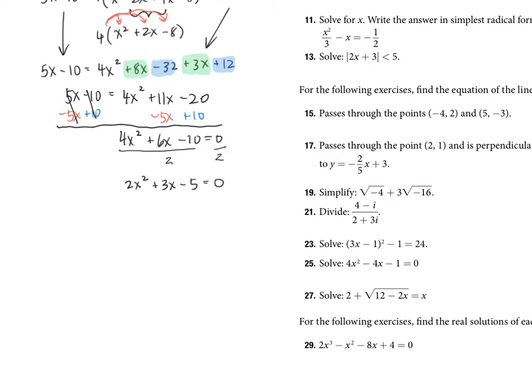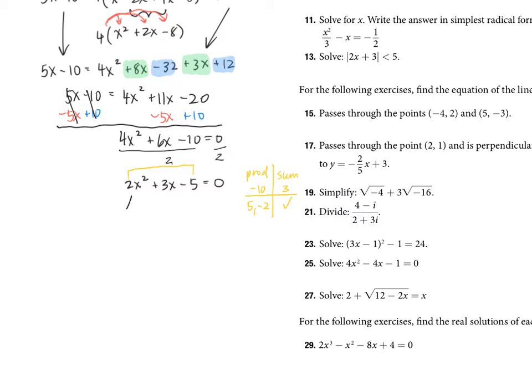Okay, and so now I can try to factor that. To factor, when you have a number in front of x squared other than a 1, you're going to find the product of a and c. So you need your product to be negative 10 and your sum to be 3. If we use 5 and negative 2, that will multiply to give negative 10 and add to give positive 3. So those numbers will work.